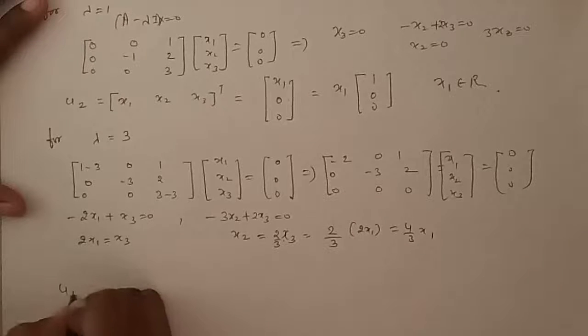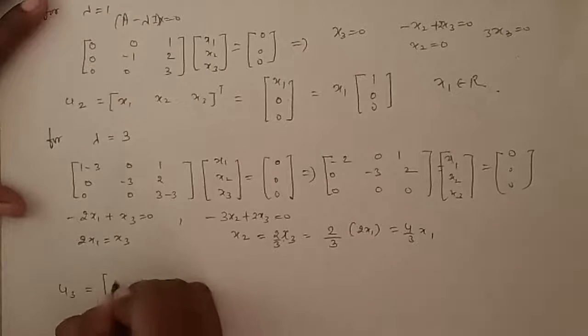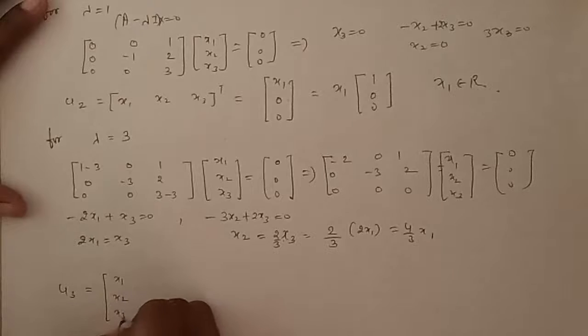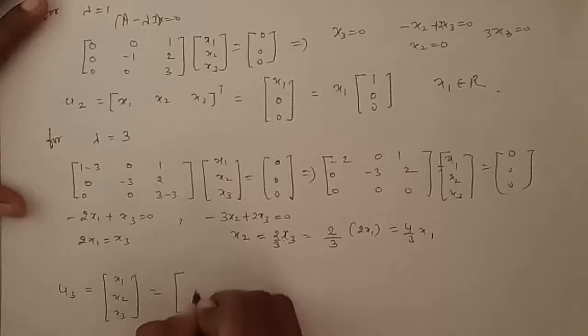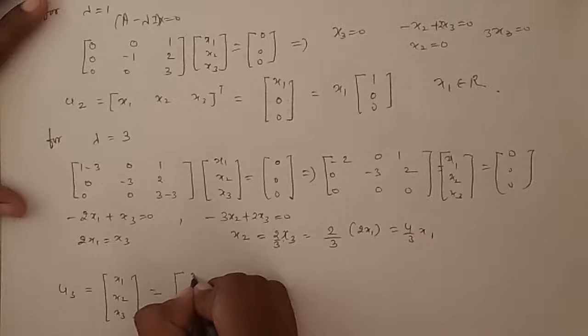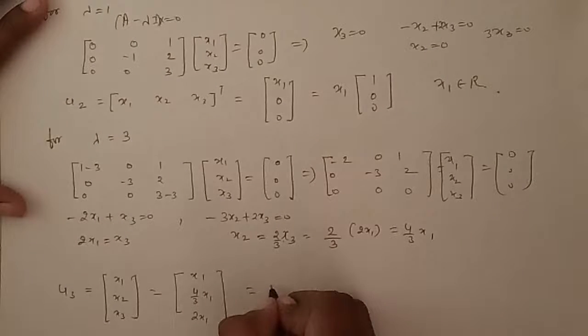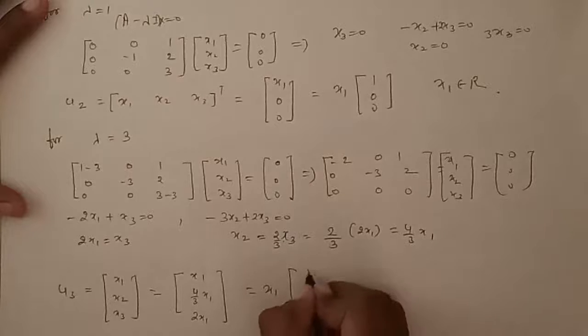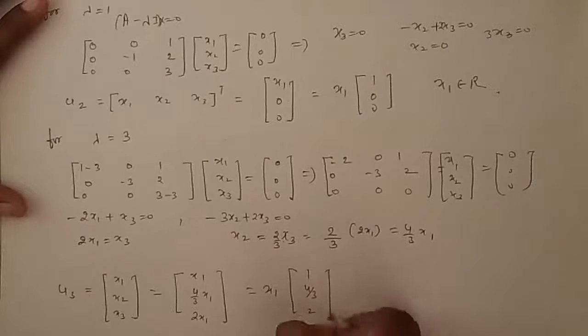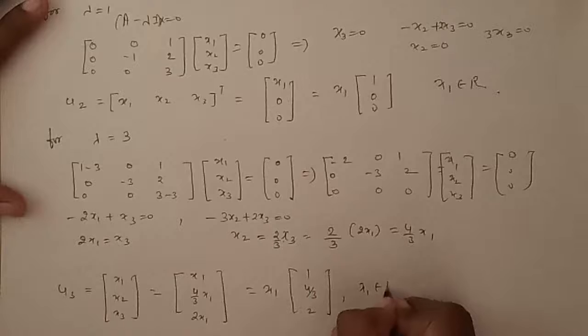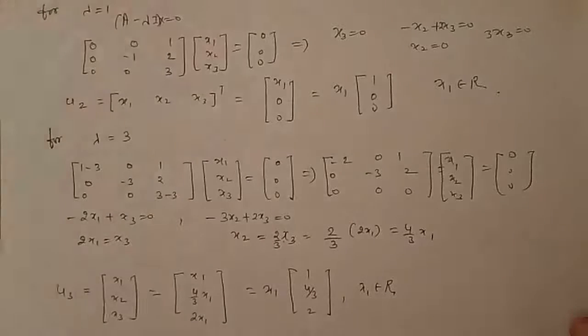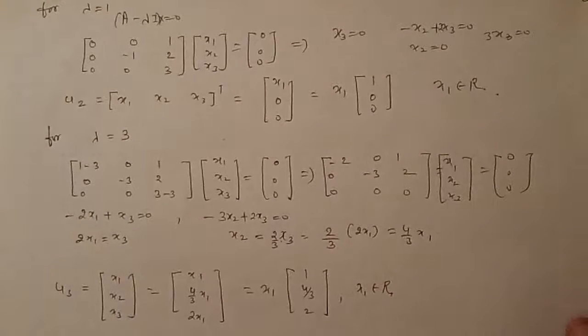So we have u3 as x1, x2, x3. This implies x1 is equal to x1, x2 is equal to 4 by 3 x1, x3 is equal to 2x1. Therefore x1 times (1, 4 by 3, 2), where this x1 belongs to R. So these are the three vectors corresponding to the 3 eigenvalues. We have 3 eigenvectors.